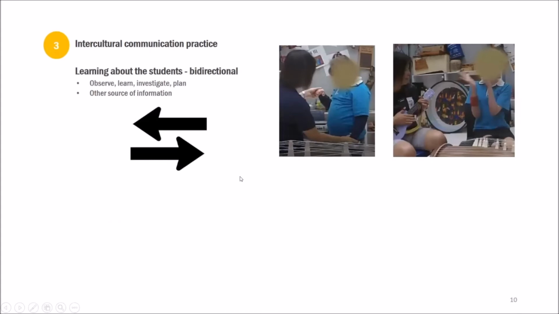Now, the third element which contributed to more positivity toward their learning experience is intercultural communication practice. When it worked very effectively, students showed more positivity toward their learning experience. How that happened was bidirectional learning. Not only were students learning from teachers, I was also trying very hard to learn about the students. I observed, learned, and investigated to plan for the lesson.